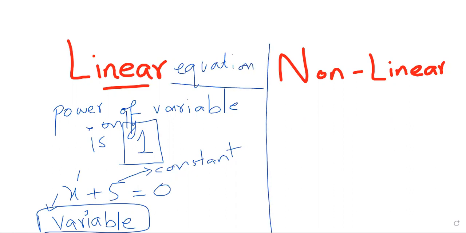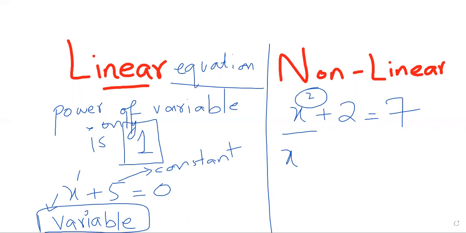Now let's talk about the difference between linear and non-linear. If the power is exceeding 1, like x square plus 2 equals 7, you can see that the power here is not 1, it is more than 1. So this is a non-linear equation. It's not linear, so it's a non-linear equation.